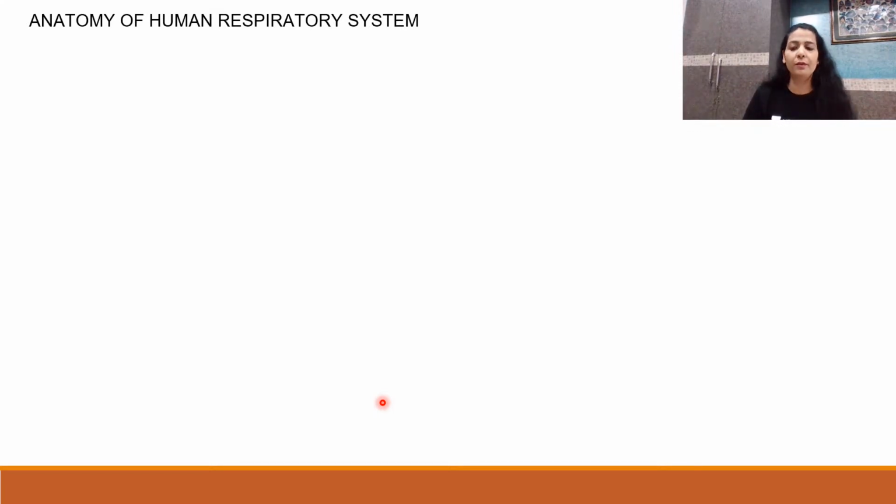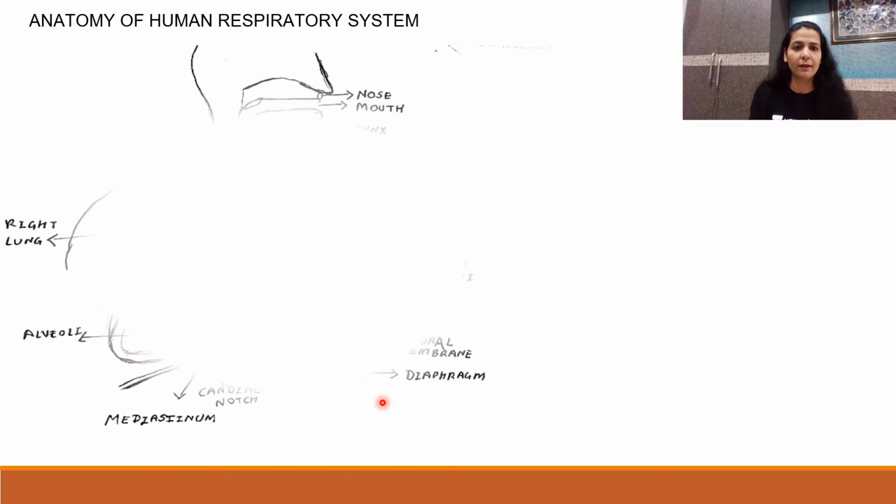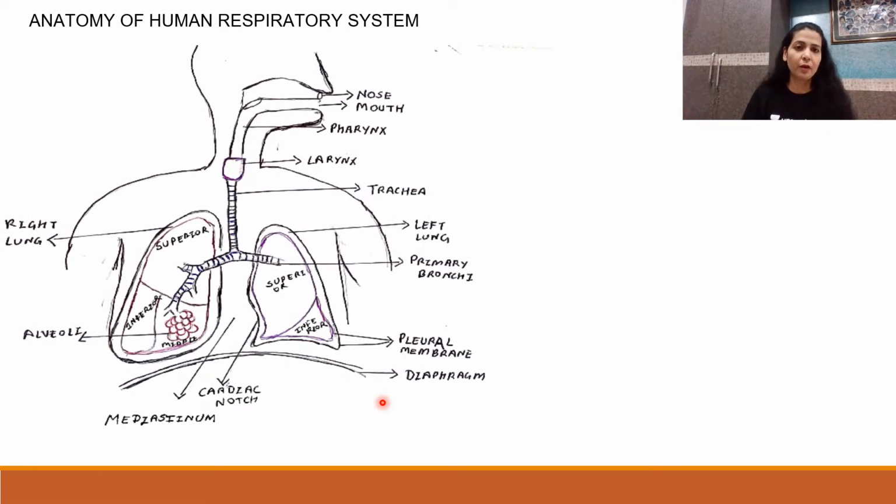Anatomy of the human respiratory system. Let us now study the anatomy. So, my future doctors, before you dissect a human body as a professional doctor, you have to learn through diagrams, and this is the human respiratory system for you. It's easy to understand. Just follow your breath, you will understand where the air flows, but we will learn it part by part.